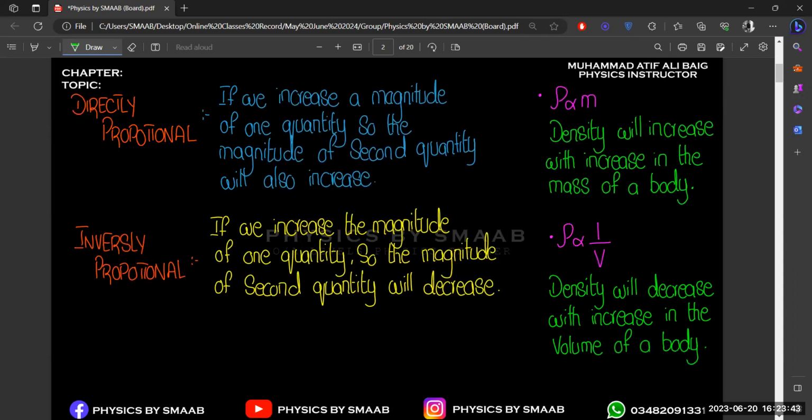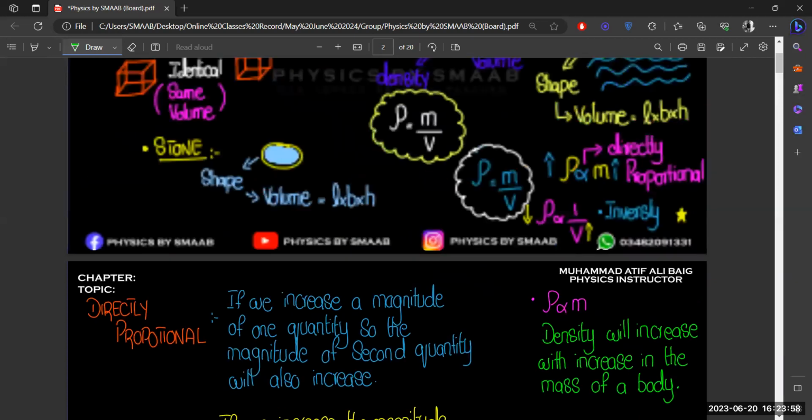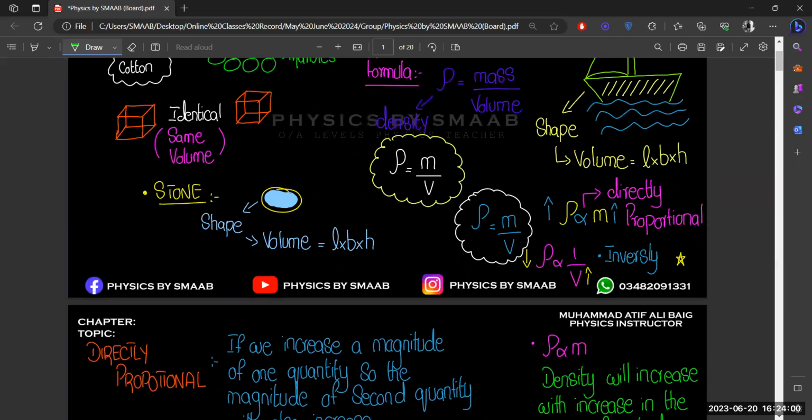Any confusion? Got the concept of directly proportional and inversely proportional? Yes, sir, no confusion. But these two quantities, do they have their formulas or not? Actually, when we are talking about density, this is the formula for density, right? You need to memorize this formula. And why am I writing this inversely and directly?